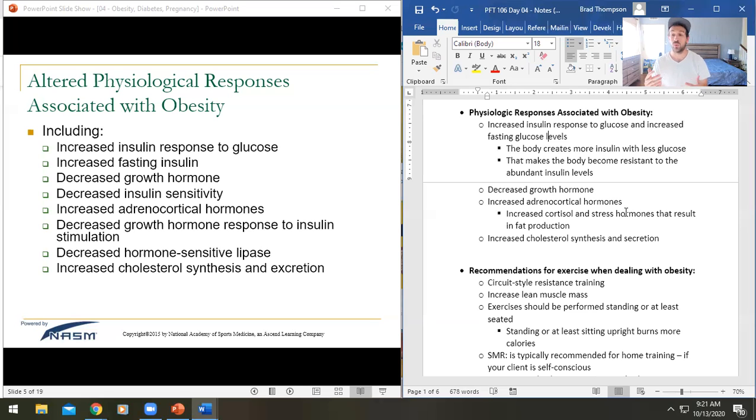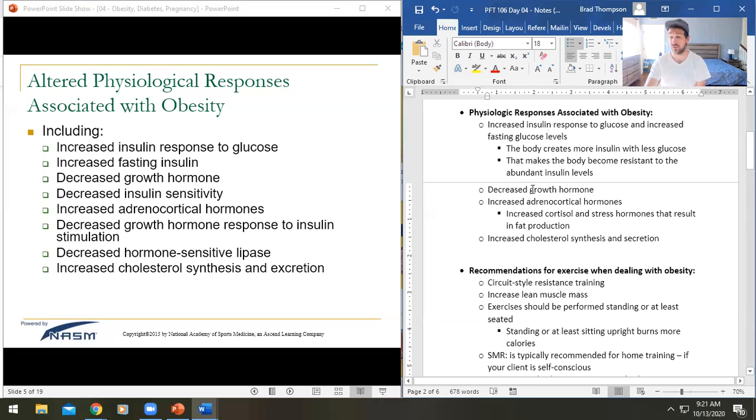So, we do see that excessive abdominal fat decreases your insulin sensitivity and increases your insulin response. Your body will make more insulin, but it will be less sensitive to that insulin. It's just like when you first started drinking coffee, maybe you needed one cup. Now you're like, I'm going to drink a whole pot of coffee. Your body becomes less sensitive.